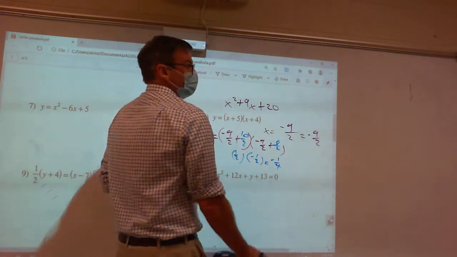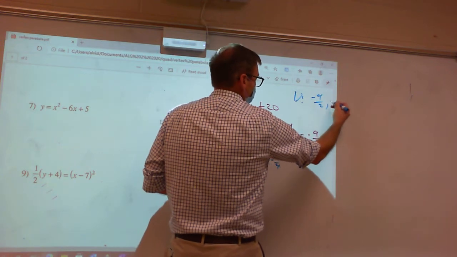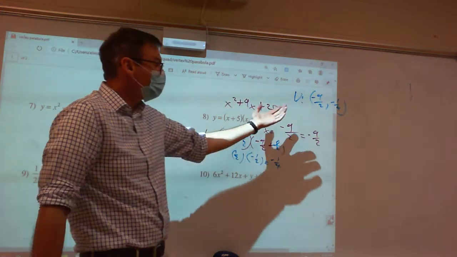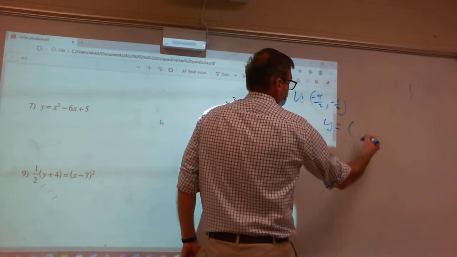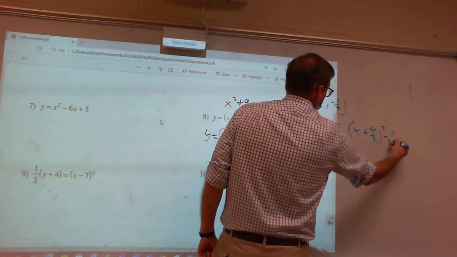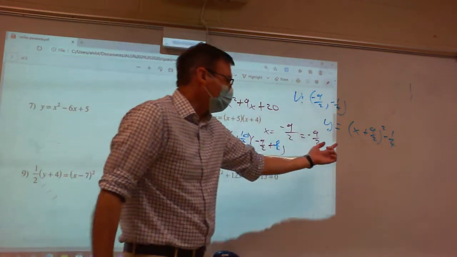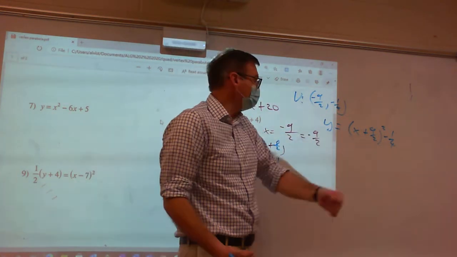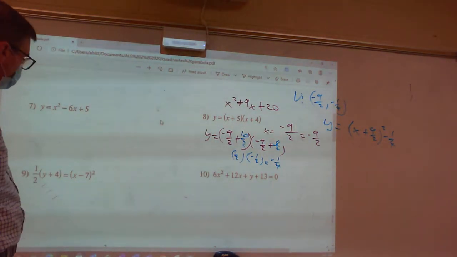So I just found out my vertex, the x part is negative 9 over 2, and the y part is negative 1/4. And it doesn't really matter what the numbers are. The formula still works. It's going to be y equals some number times x plus 9 over 2 squared minus 1/4. It doesn't matter that these things are fractions. I'm not asking you to graph it, I'm just asking you to create this. Let's see. What's next?